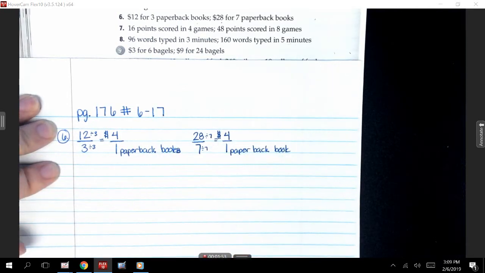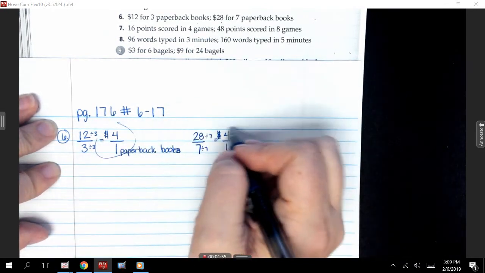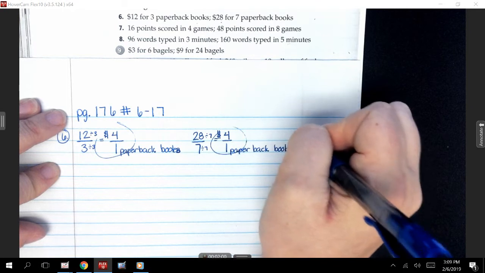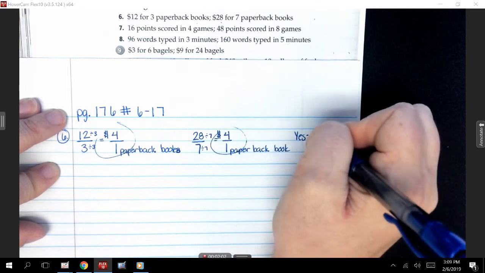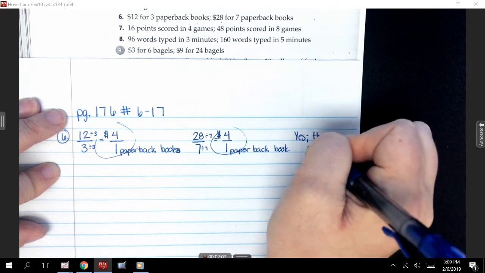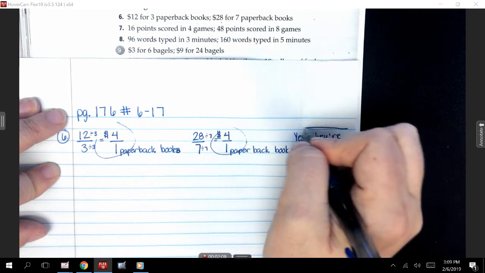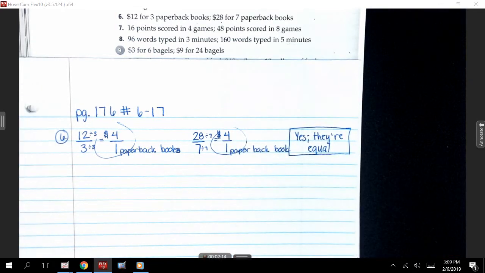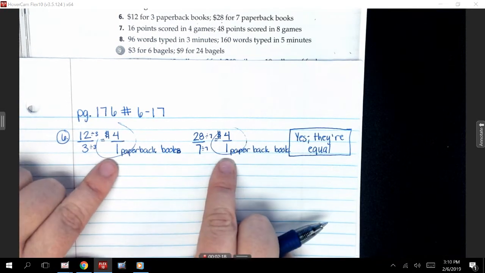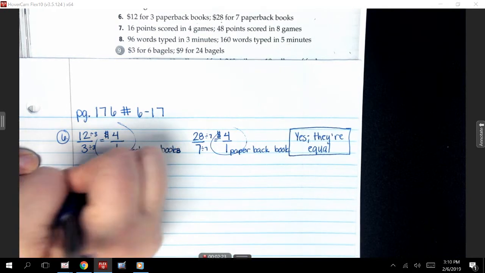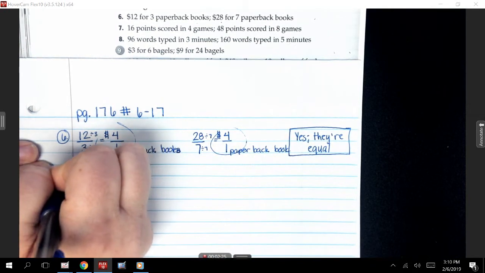All right. So now from here, this is what I'm comparing, that unit rate that I just found, and I can see that, yes, they are equal. All right, and that's all I need to write for that, because all we're doing is saying yes or no because they are equivalent or they aren't, and our reasoning is simple. They're the same, they're equal, or they're not, because the word equivalent does mean equal. All right, so now I'm going to do number 7.